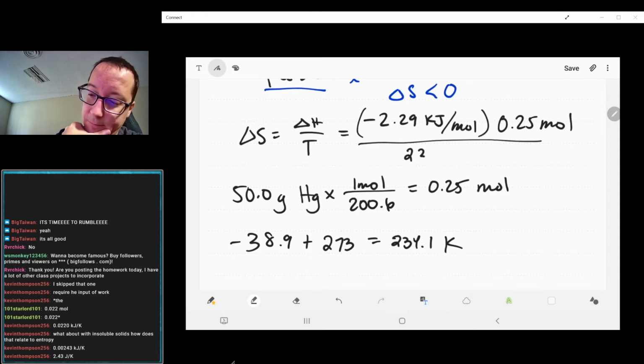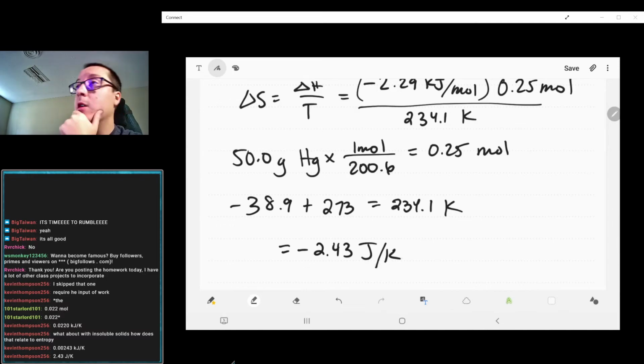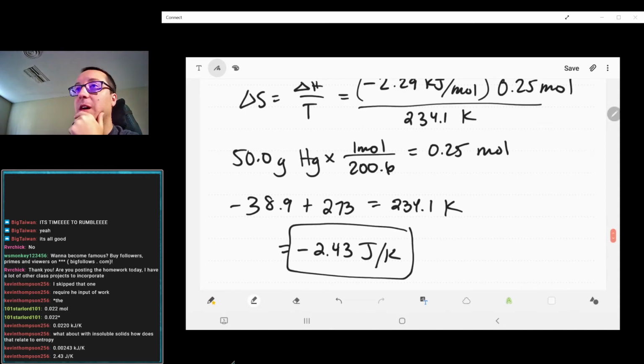So if we plug that in, Kevin says that we get negative 2.43 joules per Kelvin, right? We're expecting it to be negative because we're freezing. So remember, delta H fusion is positive for melting and negative for freezing. It just depends which direction you go. And so this would be our answer. So it should be negative for this process.